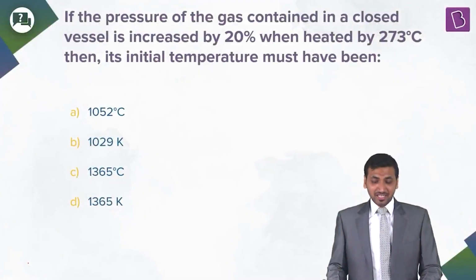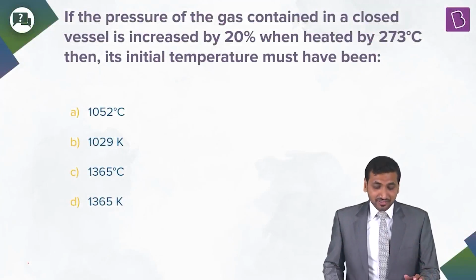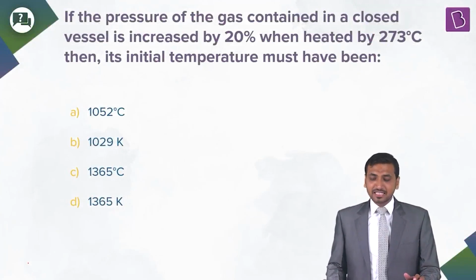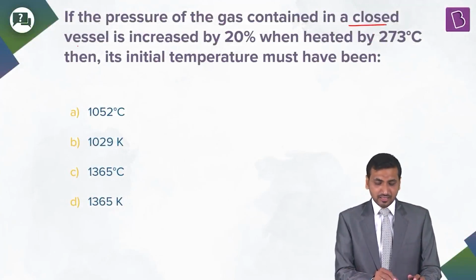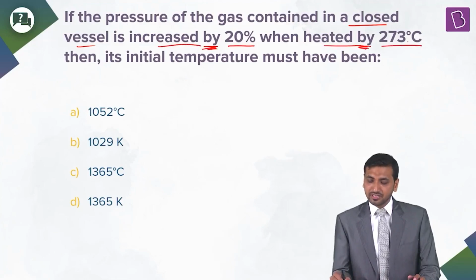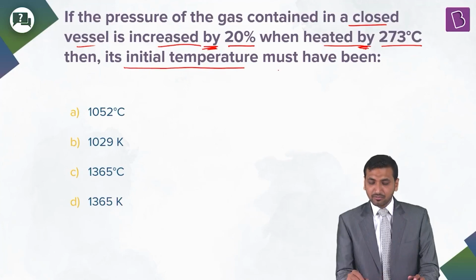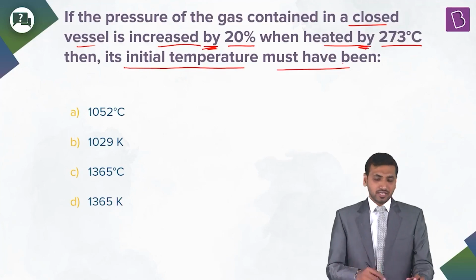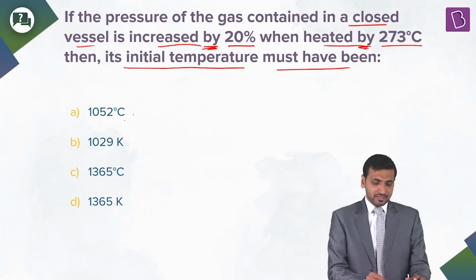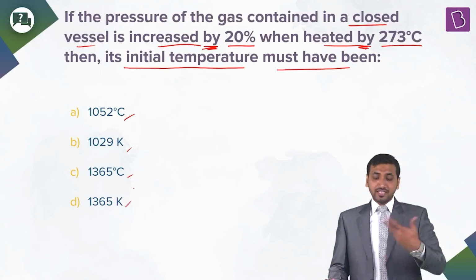Here we have a numerical type of questions. Let's read the statement first. If the pressure of the gas contained in a closed vessel is increased by 20% when heated by 273 degrees Celsius, then its initial temperature must have been, okay, and you have four options in degree Celsius and in Kelvin, right? Okay, you have to find the initial temperature.